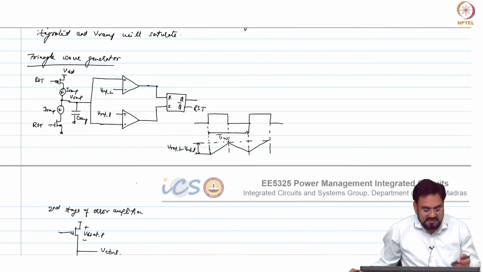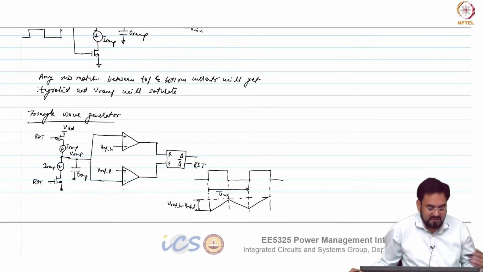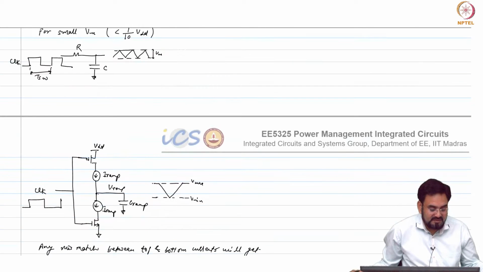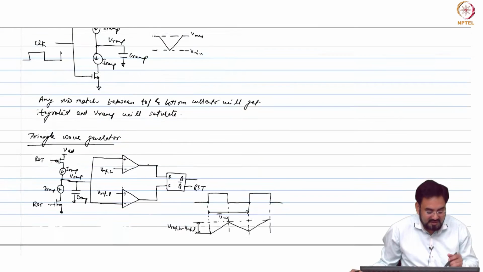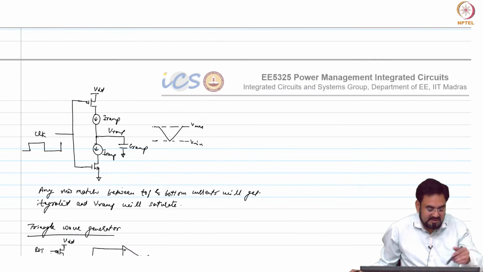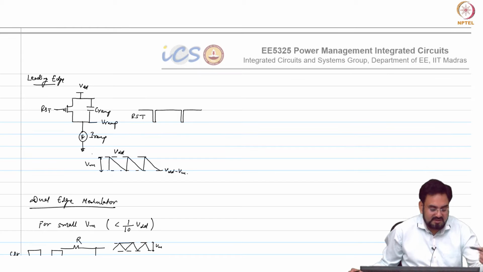So this is straightforward in case of this oscillator, and we know for dual edge modulation, we can do it with the oscillator because it is not possible with these current sources. But what do we do here actually?